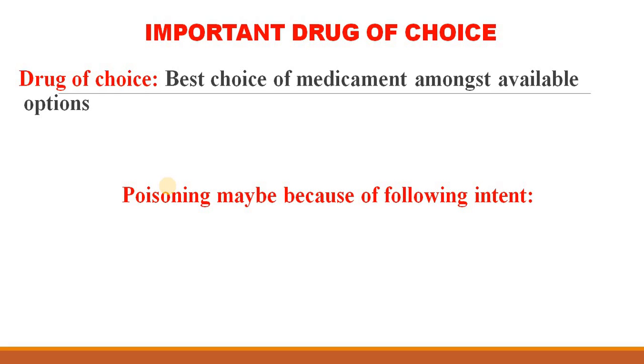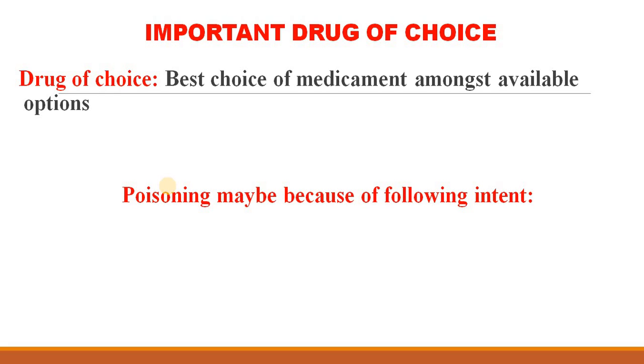For example, you might have read somewhere in the books that diazepam is a drug of choice for the treatment of status epilepticus. Diazepam is a benzodiazepine derivative, and among benzodiazepines you have a number of drugs. Amongst all the benzodiazepines, diazepam is the drug of choice for the treatment of status epilepticus. Why? It is the best choice of medicament amongst the available options. So you might have got clear about the term drug of choice.